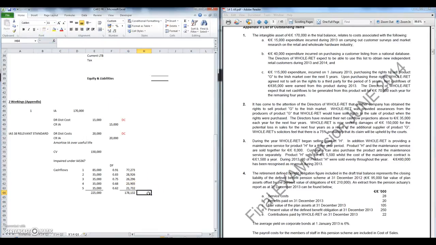And that 178,100 is essentially your value in use. Then you have to figure out whether your value in use is bigger or smaller than your carrying value. Carrying value is 150, value in use is 178, therefore no impairment under IAS 36. Okay, so that's all you need to do.